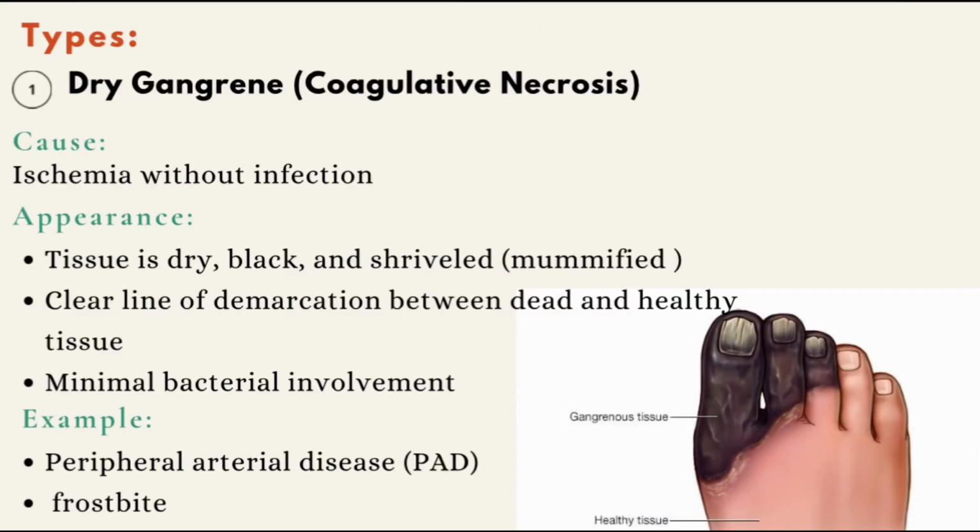Under gangrenous necrosis, we have three types, starting with the first one, that is dry gangrene. It is caused due to ischemia without infection. It appears as dry, black, and shriveled tissue. A clear line of demarcation is present between the dead and the healthy tissue with minimal bacterial involvement, seen in peripheral arterial diseases and frostbite.